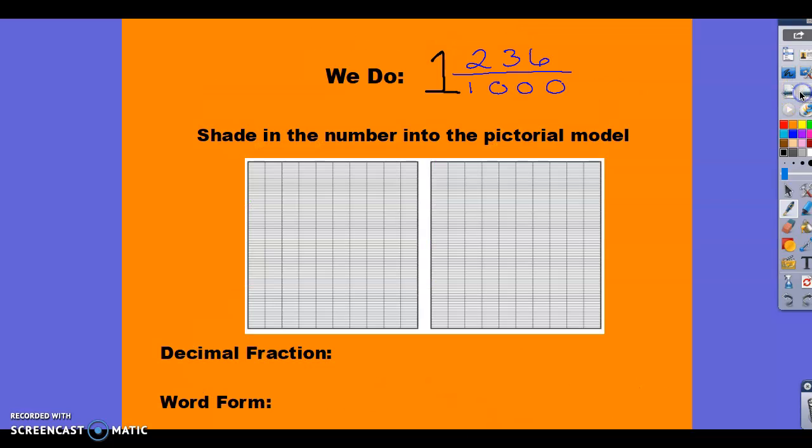We're going to practice another one. All right, here's another one. It's a we do. So we're going to go through this one. Pause the video here and get you another pictorial model drawn out. And again, you don't have to do all the lines that are in there. That's too much, too difficult. But you'll get the concept. This one reads 1 and 236 thousandths. So pause the video here and transform this mixed number into a decimal fraction in word form, and we're going to shade it in as well.